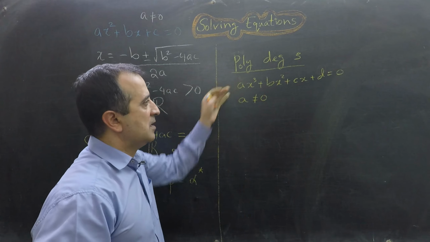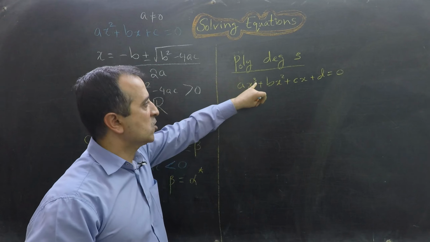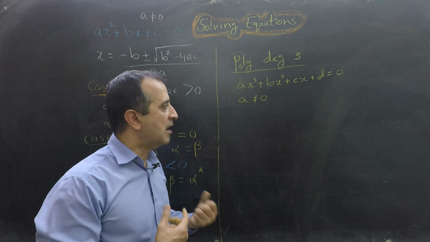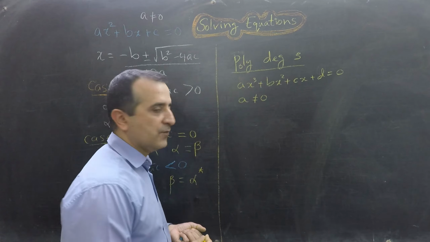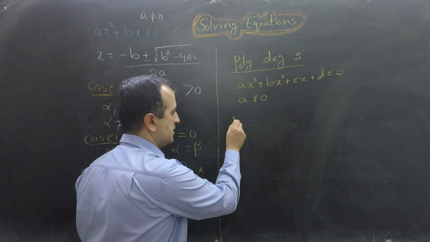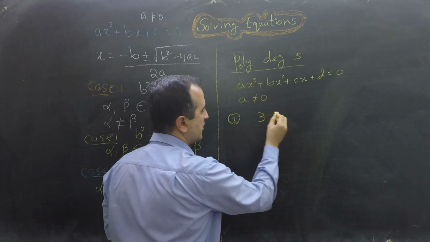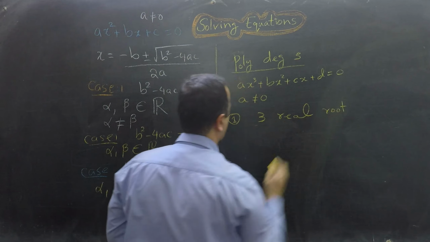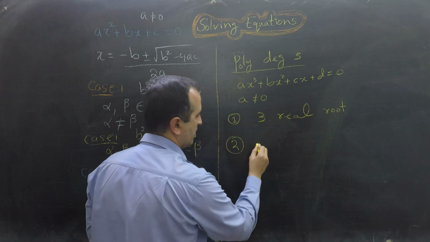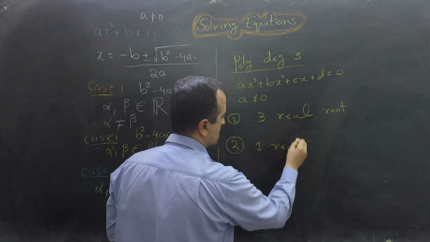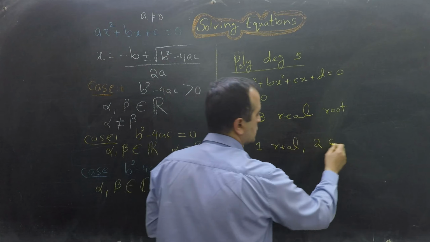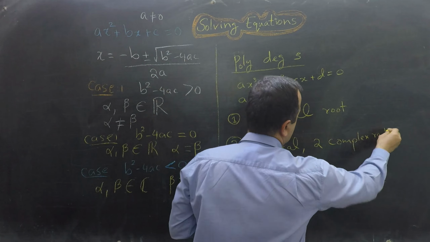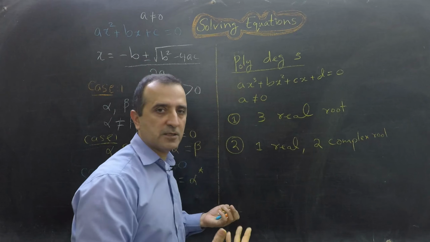For such a polynomial, I will have three roots because the degree of the polynomial is 3. And because complex roots always are in pairs, I can have either 3 real roots, or I can have 1 real root and 2 complex roots, where these 2 complex roots will be conjugate of each other.